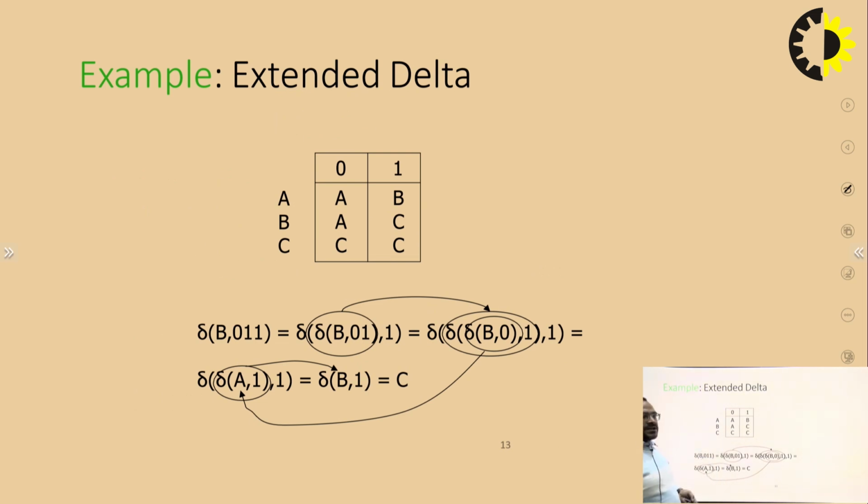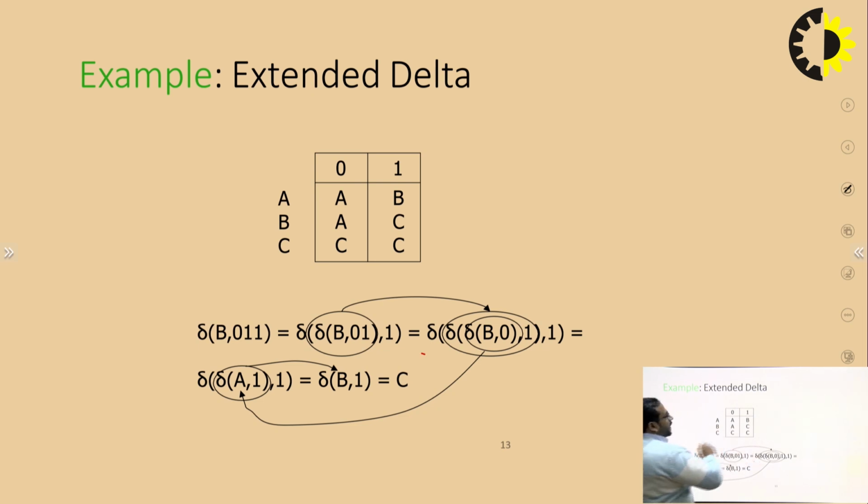This is also an extended form of that particular one. You can see delta B011. So what they have done is delta B0 comma 1. Now we have to solve this part, which is basically a recursion portion. So again delta B0 1, again I am going to solve this. So you can see C is the right answer when we travel the entire way.